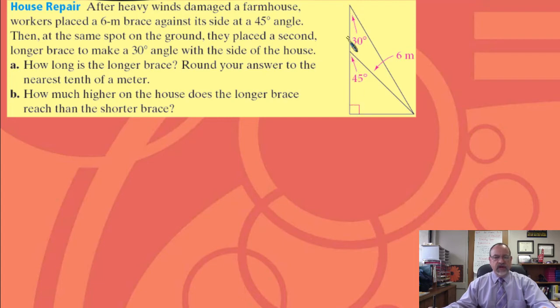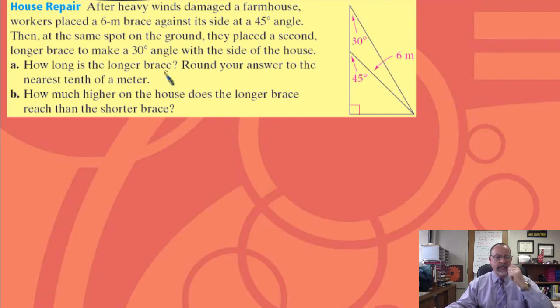So this vertical side here would represent the height, the side of the barn. This is the brace, and then it's at a 45-degree angle. So you can see you have a 45, 45, 90 triangle here. And then they place a longer brace, and that makes a 30-degree angle with the side. So this is 30, so this length here is a longer brace, all right?